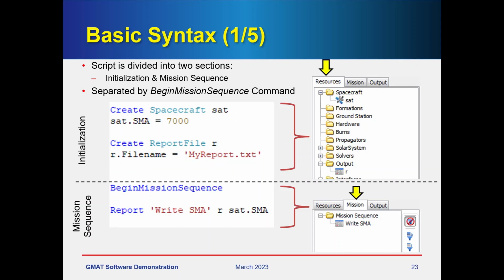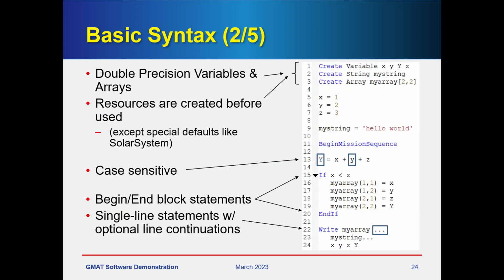Like we talked about before, scripts are divided into 2 sections, the initialization section and the mission sequence, which are separated by the begin mission sequence command. Now for some notes about the GMAT scripting language. Numbers in variables and arrays are always double precision. Resources need to be created before they are used, except for certain system defaults that are always initialized. GMAT scripting is case sensitive.